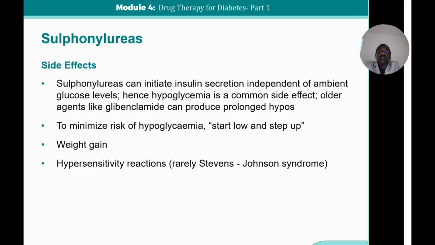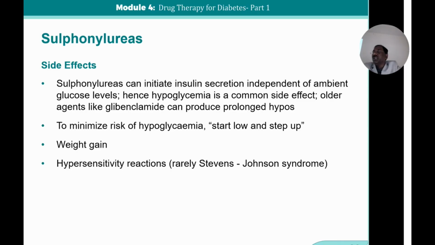Hypoglycemia is the most important side effect. See, agents like glibenclamide can produce prolonged hypoglycemia because they are long acting. To minimize the risk of hypoglycemia, start low and step up. See, diabetes is a chronic disease. Diabetes is an aggressive disease. So don't be in a hurry to initiate high doses on day 1. Always start the drugs at a lower dose and slowly uptitrate. This is a very important phrase. Start low and step up.